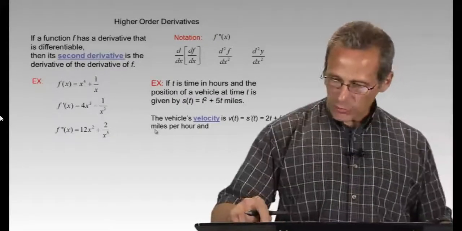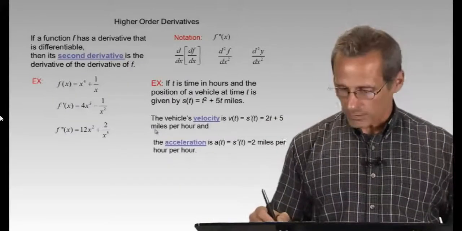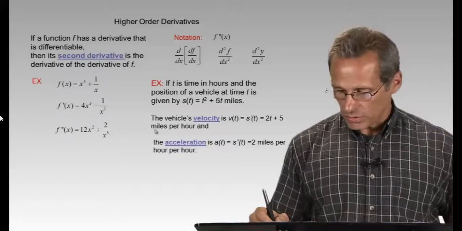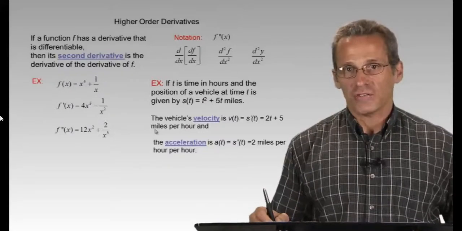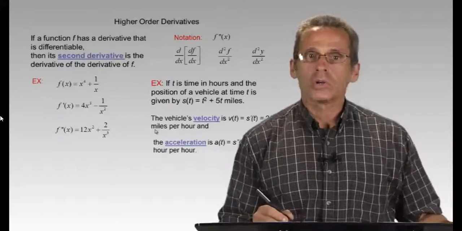And if we differentiate the velocity function, we get the acceleration function, the second derivative of the position function. Well, we would differentiate 2t plus 5 and get 2. The units, miles per hour, per hour.